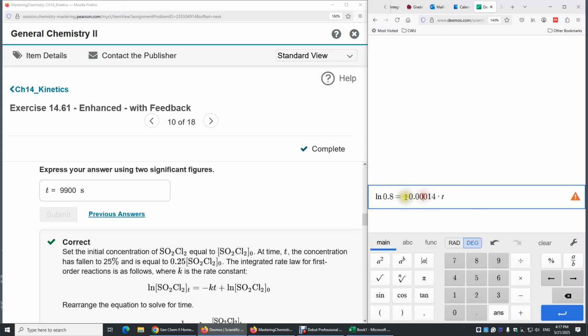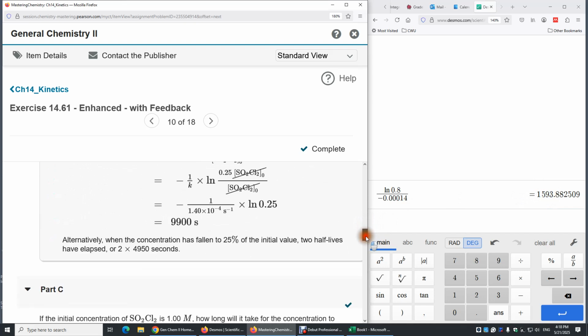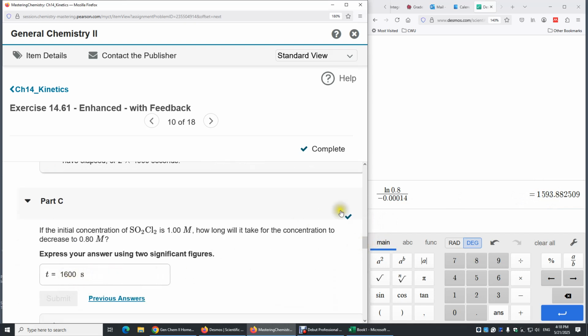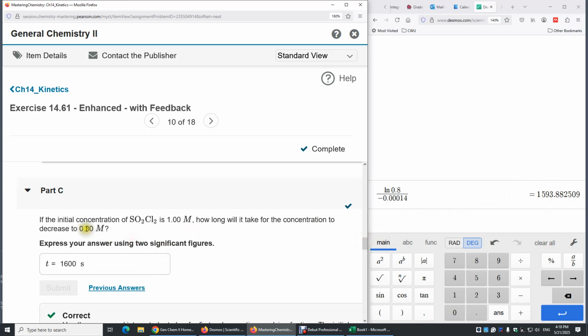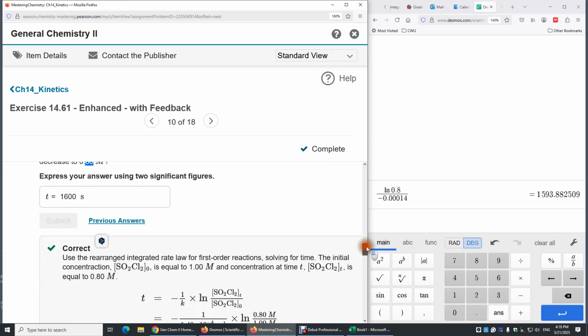So I'm going to copy this, ln 0.8 divided by that. Somehow it's hard to do copy and paste in this online calculator. So 1590 seconds, or 1600 seconds. You can just round it up with 2 sig figs, because over here we have only 2 sig figs.